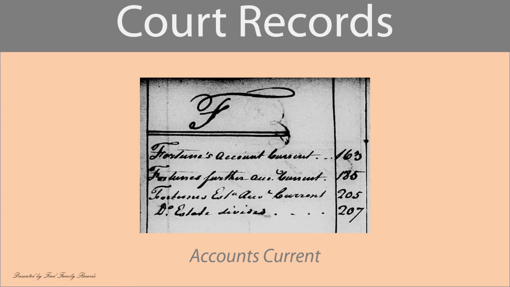You will find account currents mixed with other court records like inventories, dowries, guardianships, and other records. Account currents is a listing of the money spent by the individual, even when the person was alive, until the date listed at the end of the document. This video will show you how to find these records and show you a few examples.